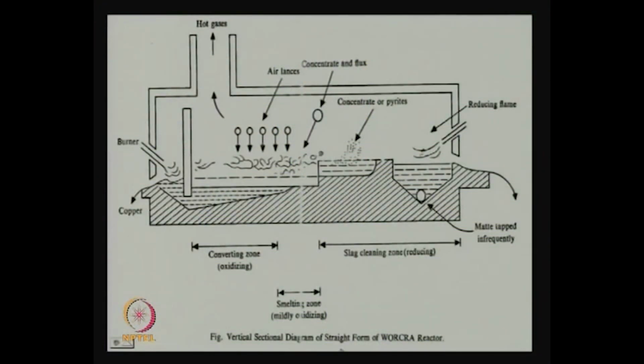Let us consider one. This is the vertical sectional diagram of one kind of Worcra reactor, where again I will show you that engineering principle, that there is a baffle here which will not allow the slag to come that way, but matte, converted copper, blister copper can come under the baffle and come out this way, whereas the slag can flow to that side and the slag can be taken out.